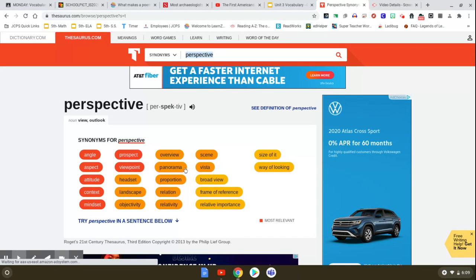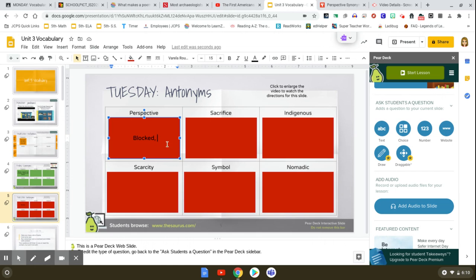Then panorama means a wide view of something. You know, like you can take a landscape on your phone and it'll take a wide angle of a picture. So then I think narrow. So maybe narrow will be another one of my antonyms.